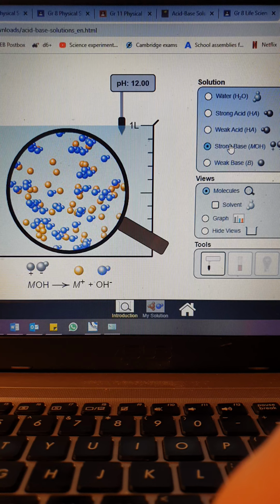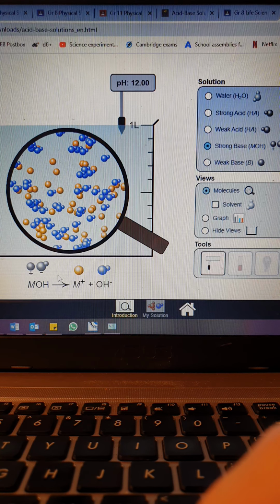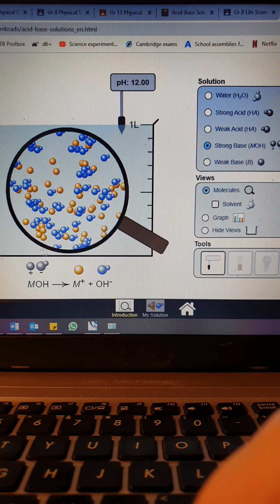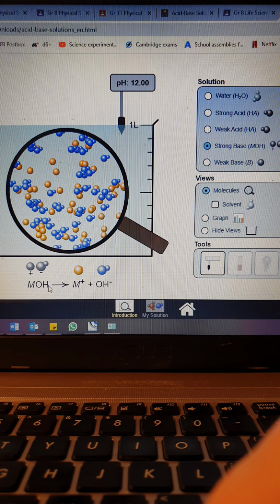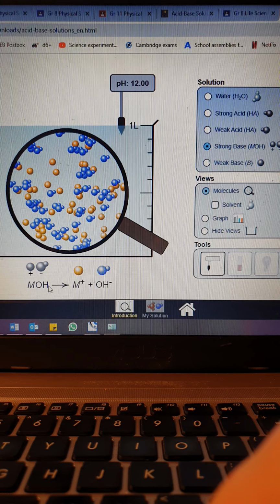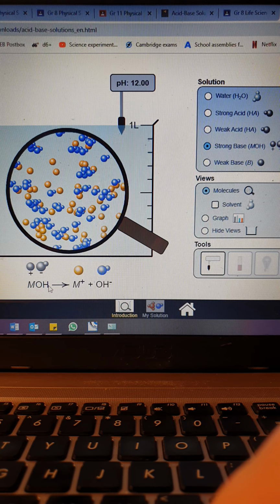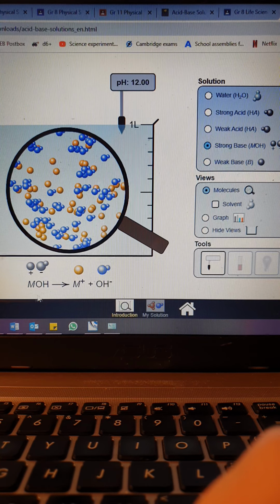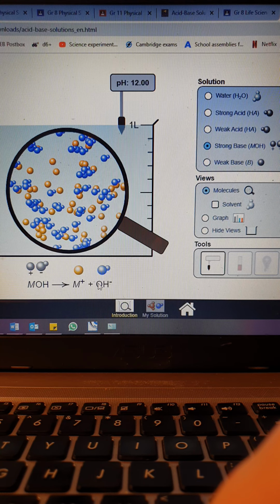Let's take a look at a strong base. Here we have a strong base. Note how different it looks. The acid was in the water, and it caused the water to ionize. The acid actually turned the water into ions, whereas here it is the base that just separates into its ions. Remember, this is called dissociation.